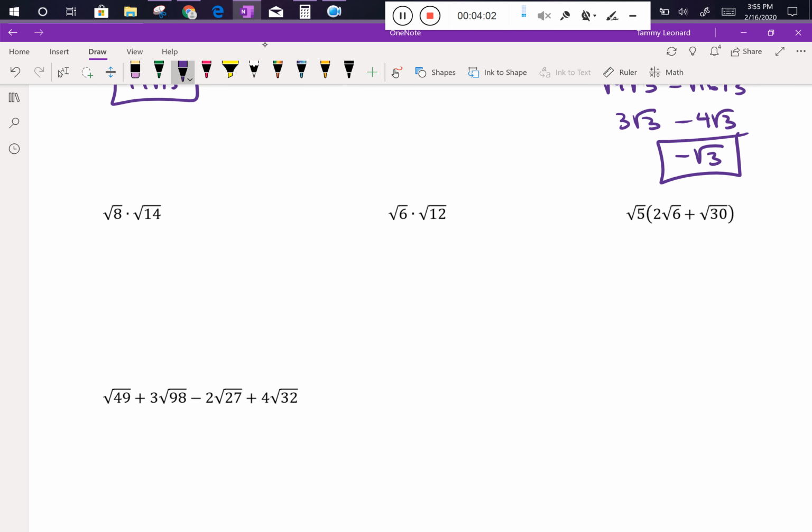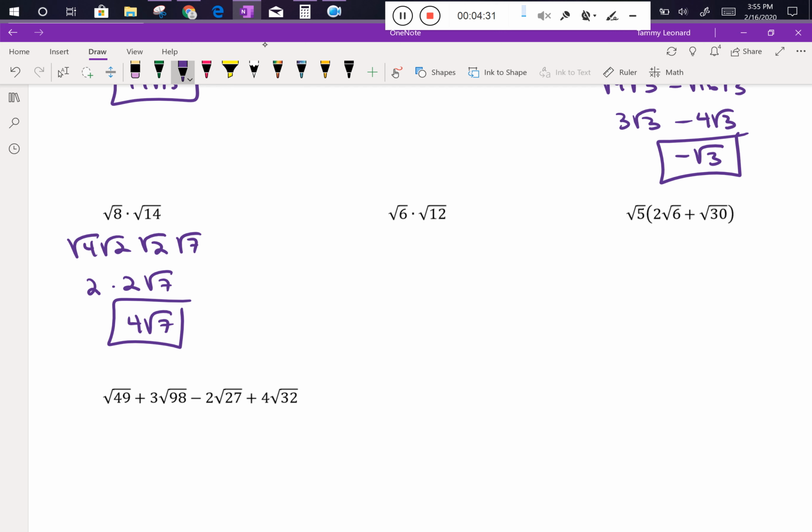Eight does have a perfect square. 14 doesn't. So if we start with the 8, that's the square root of 4 times the square root of 2. Well, 14 doesn't have any perfect squares, but it does have a 2 and then an extra 7. So the square root of 4 is 2. Root 2 times root 2 is another 2. And then we have root 7. So 4 root 7 is our simplified answer.